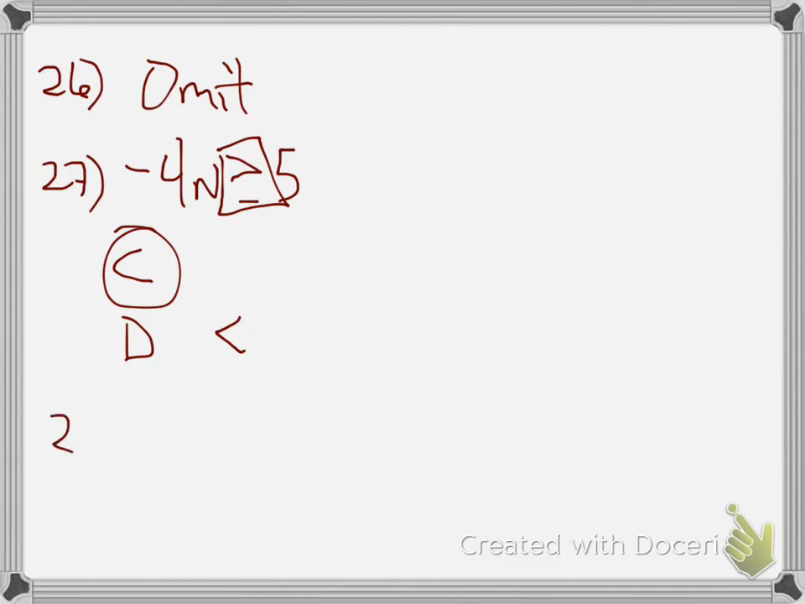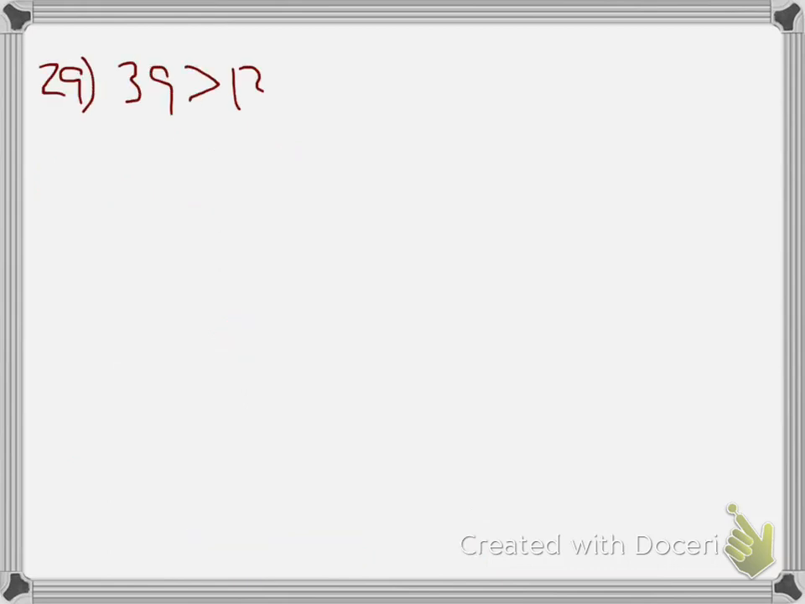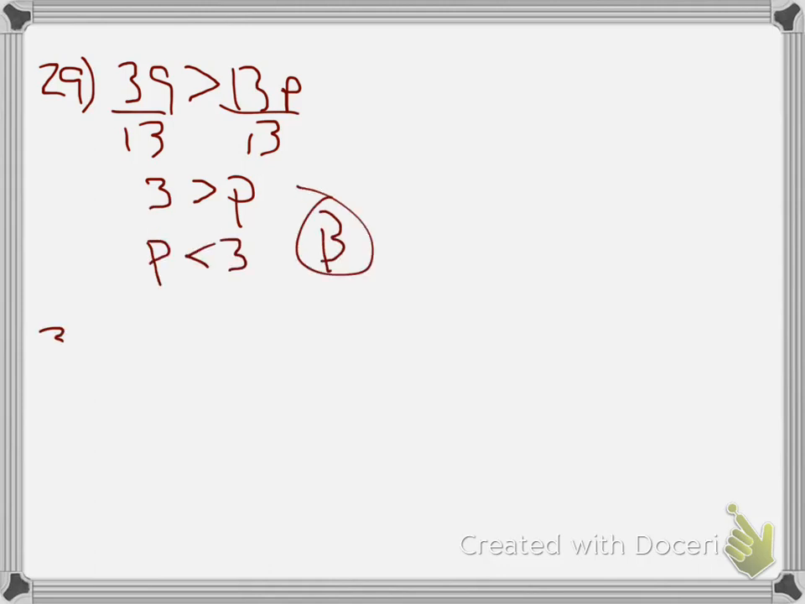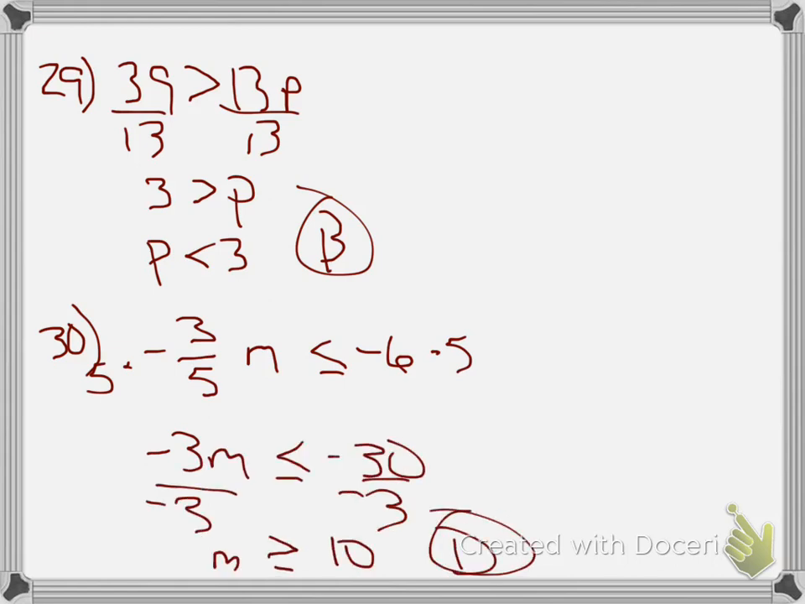28, the opposite of dividing by 16 is to multiply, so I multiply by 16. Notice how they do the answer choices. Not bad there. 29, the opposite of multiplying by 13 is dividing by 13. So we've got that. And then 30, I need to multiply by 5 and then divide by negative 3, which switches the inequality and gives me that answer there.